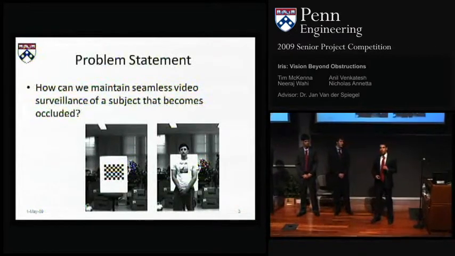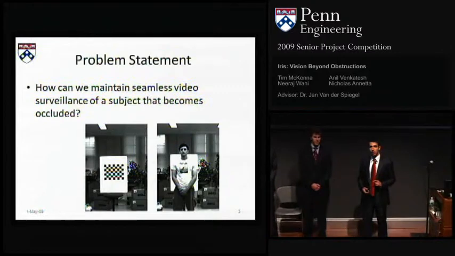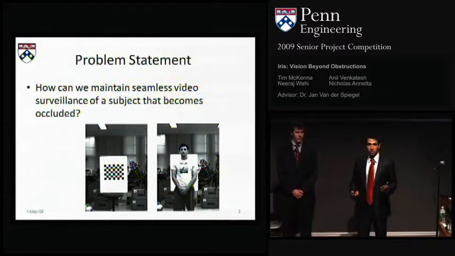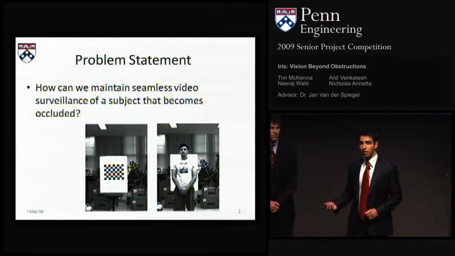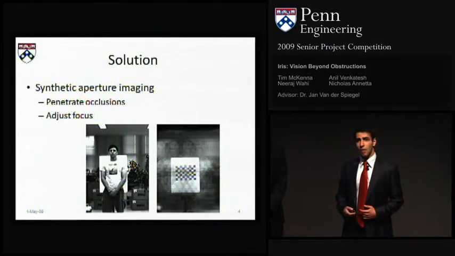So the problem we sought to address is, how can we maintain surveillance coverage of a subject of interest that becomes occluded? As you can see on the slide, we have a chessboard and Nick covering up, or occluding, the chessboard. Now, with single camera surveillance, there's no way that we can do anything about Nick covering the chessboard. We can't see beyond Nick. However, there is a solution, and it's called synthetic aperture imaging.